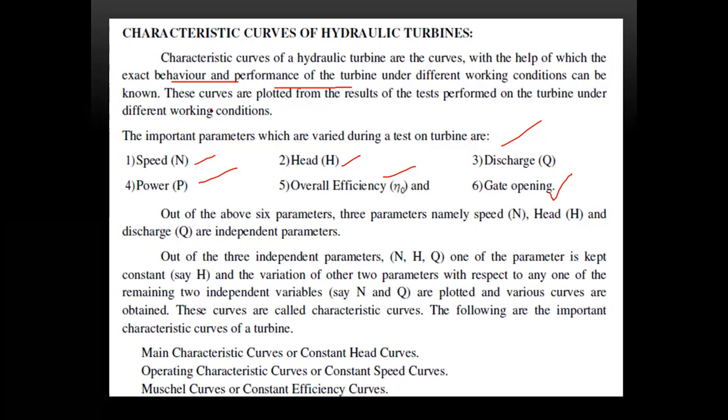Then what are the various parameters which are varied during the test ante ivanni rayalannamata, right? The curves are called the characteristic curves. The following are the main types of the curves. First one is main characteristic curves. Second one is operating curves. Third one is Bushell or constant efficiency curves.